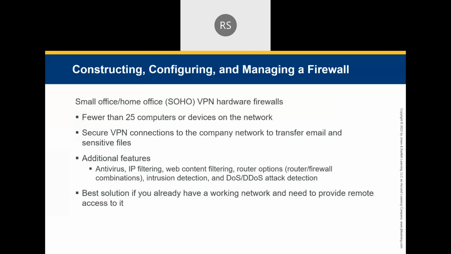Now, some key features in here is the secure VPN connection. This enables secure connectivity for remote users to access the company network. Some additional features include antivirus protection, IP filtering, web content filtering. You have router options such as router firewall combinations, intrusion detection, and also DoS or DDoS attack detection. Now, this is the best solution if you already have a working network and need to provide remote access to it.